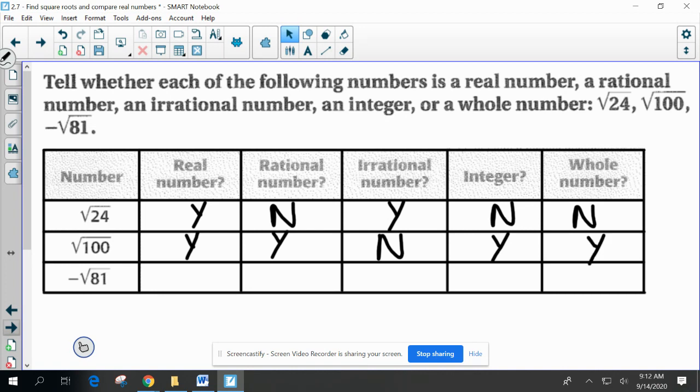Okay, square root of 81. Negative square root of 81. So that would equal what? How do we put that into a calculator? You do a negative on the outside, like the negative sign, and then square root 81. Okay, what would that equal? Negative 9. Is that real? Yes. Rational? Yes. So it would not be irrational. Is negative 9 an integer? Yes. Is it a whole number? Negatives aren't whole numbers. So no.